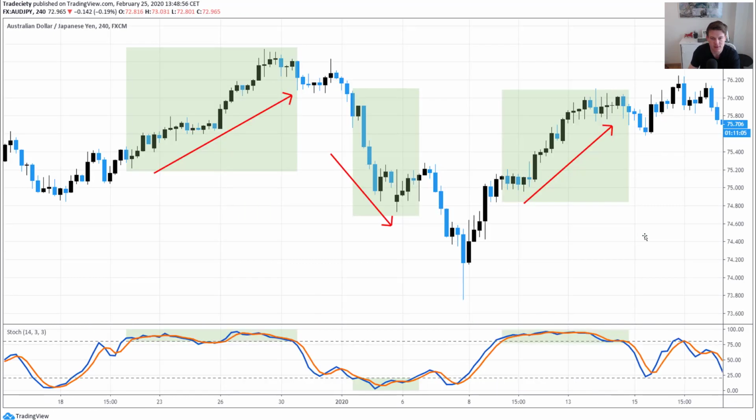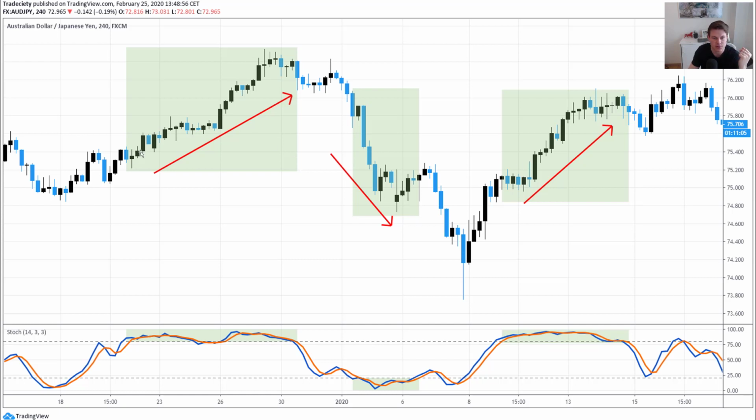Here again, strong overbought, strong uptrend. Oversold, strong downtrend. Overbought, strong uptrend. This is such a common behavior in the markets, and you should not go against your stochastics.